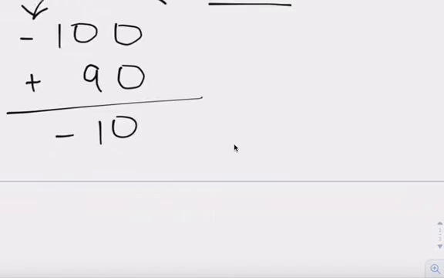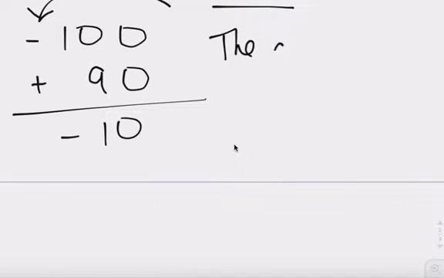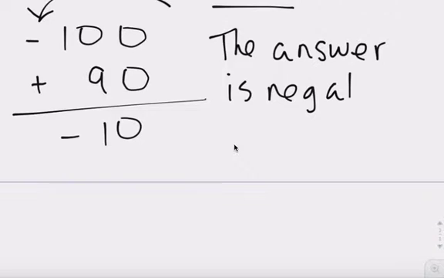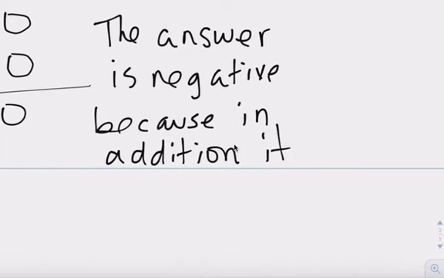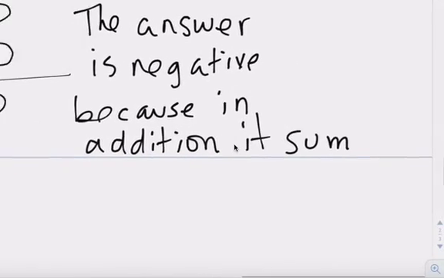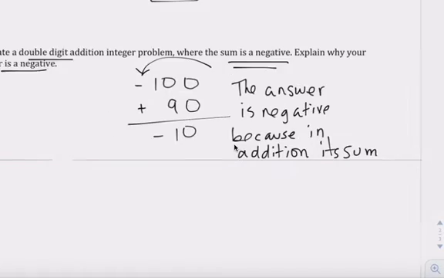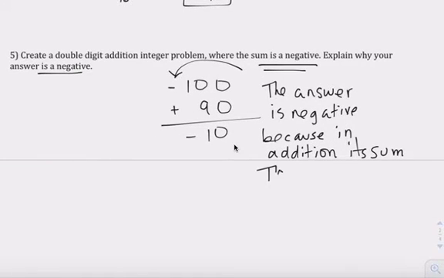Explain how your answer is negative. The answer is negative because in addition, its sum takes the sign of the biggest number.